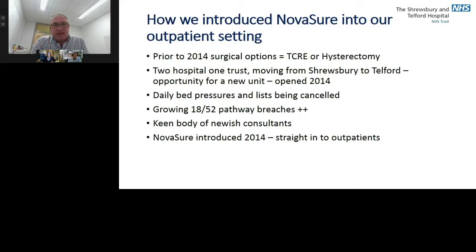So prior to 2014, everyone in our trust would have an endometrial resection or a hysterectomy if they were going down the surgical route. At that point, we were 2 hospitals, but 1 trust, and we were moving from Shrewsbury over to Telford to our new build unit. So this was an opportunity to expand our ambulatory care unit. Added to that, we had daily bed pressures with lists being cancelled and growing 18-week pathway breaches, but the patients had waited too long for their surgery. And we also had a keen body of newish consultants who were keen to introduce new procedures. We introduced NovaSure in 2014, and we went straight into our outpatient setting with this. So we did not routinely use it in the general anaesthetic setting.